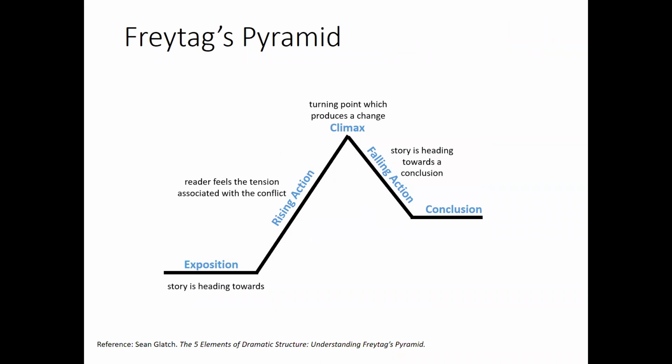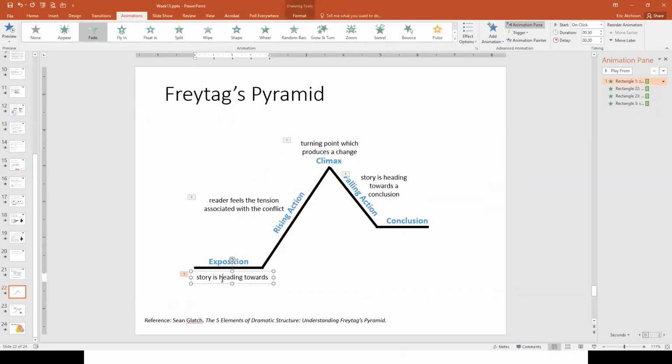Vertex pyramid. This is essentially the way most stories are told, generally, right? We've got kind of the exposition. Exposition is when you find out about the setting, right, and characters.